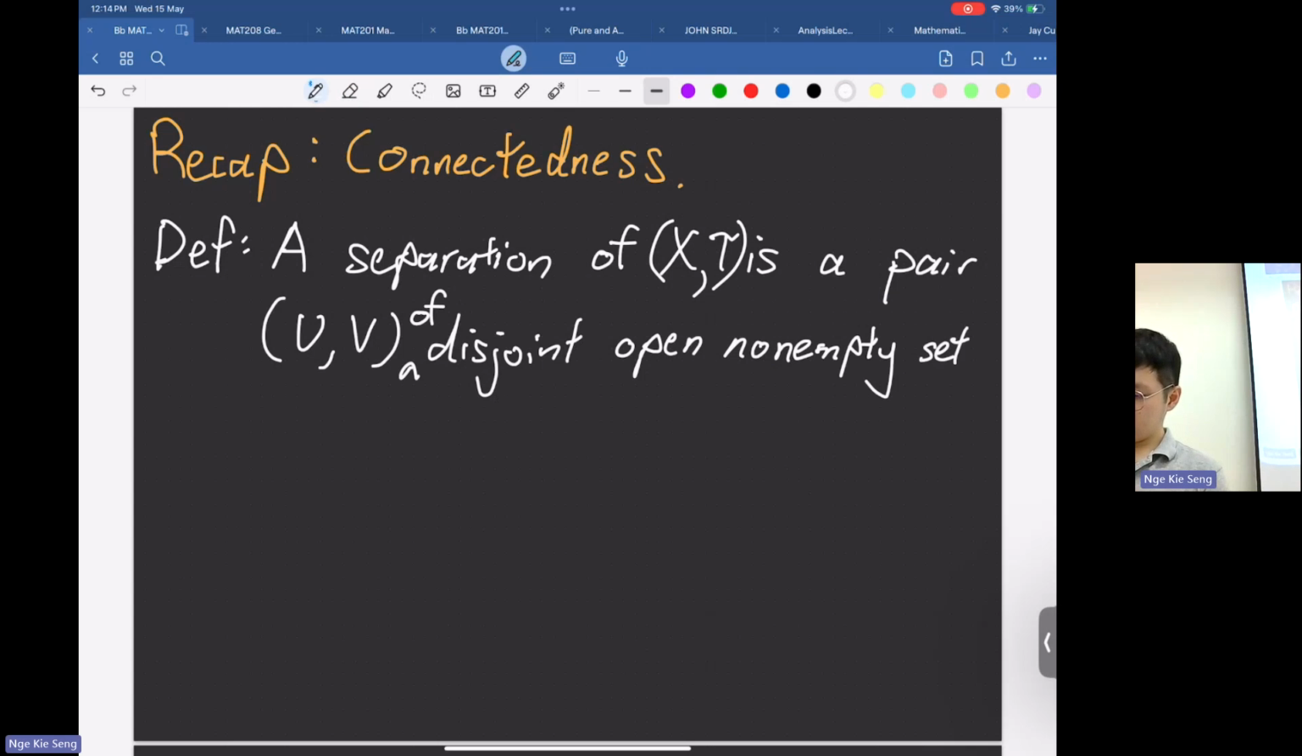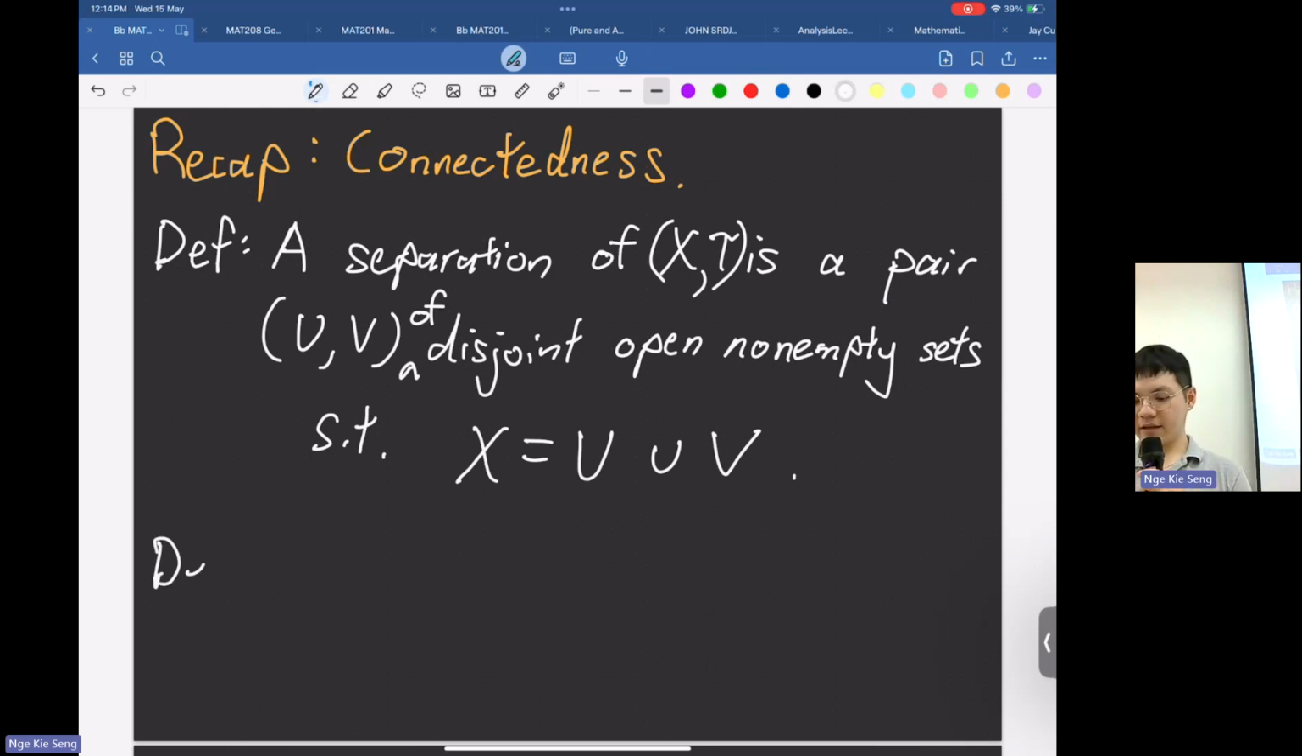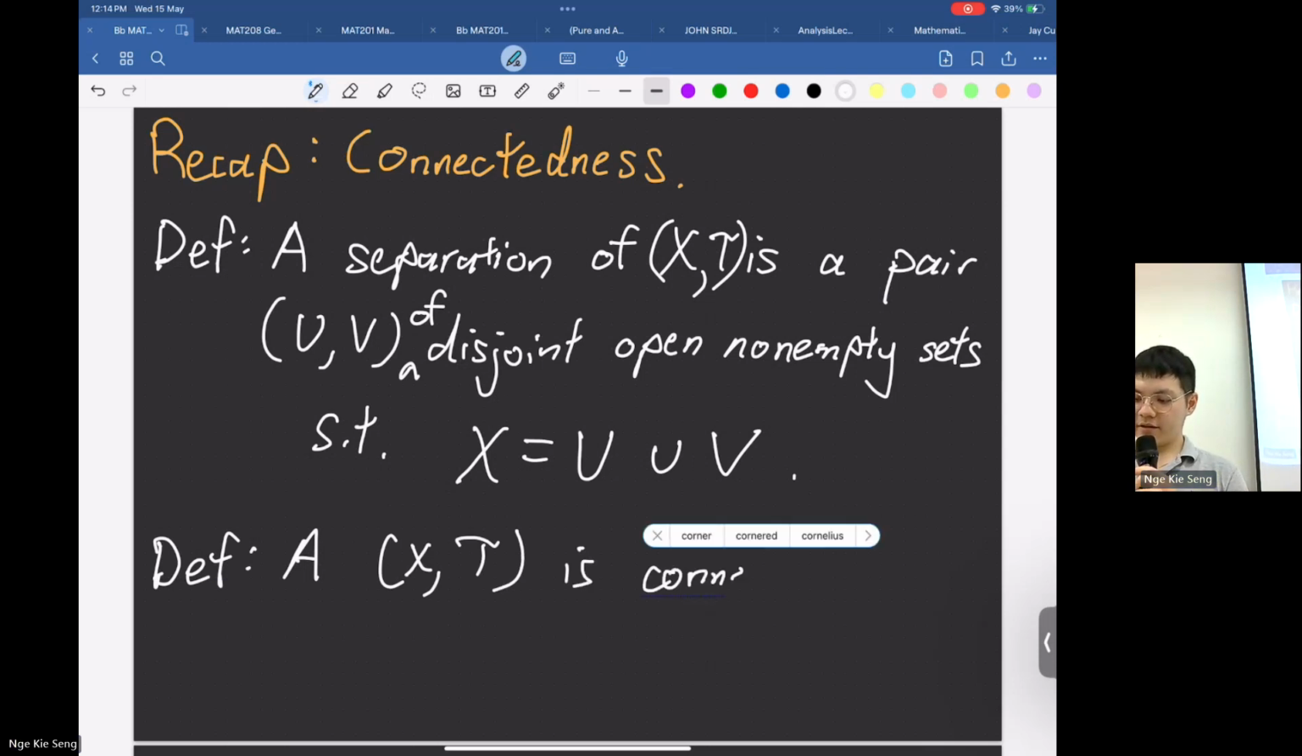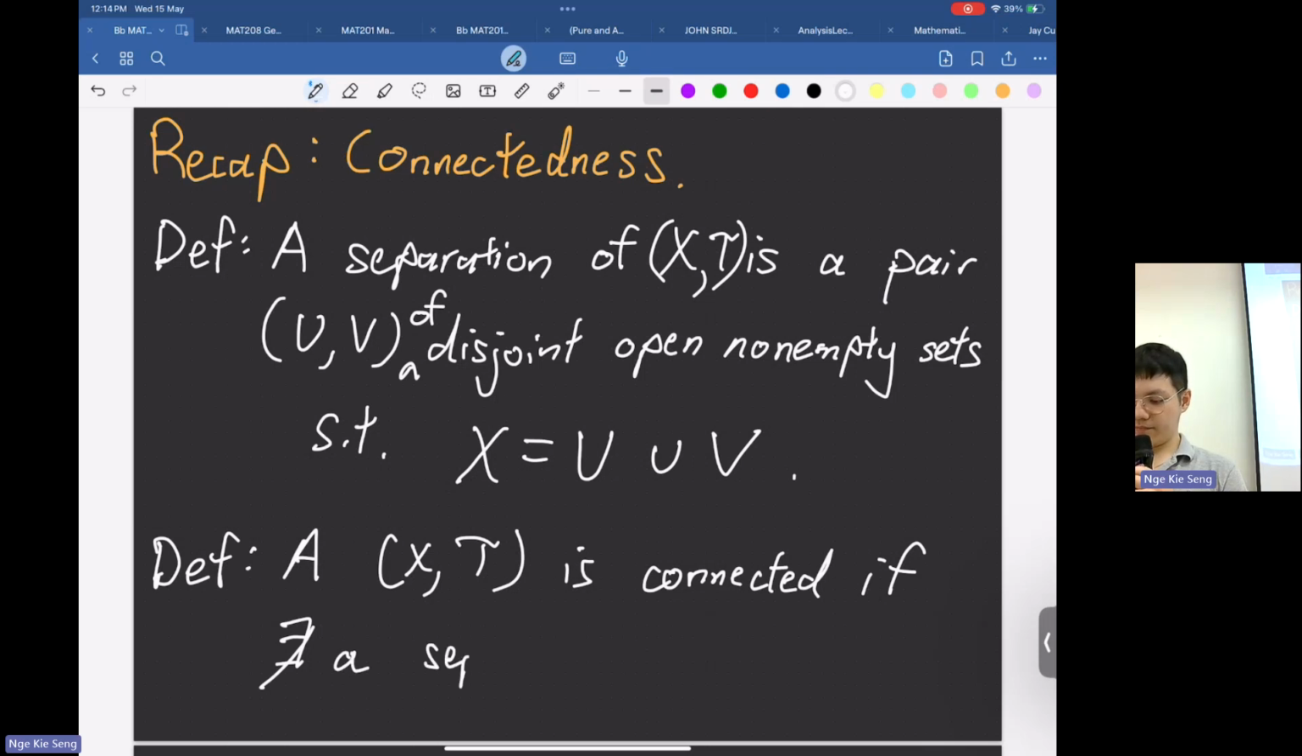What do these two sets do? S equals U union V. Okay, so this is a separation. Then we define that a topological space is connected if there is no separation.